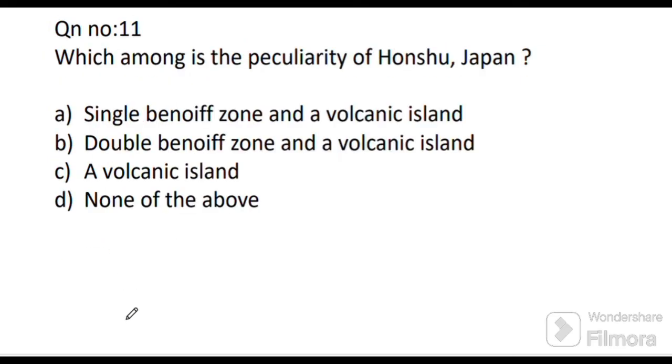Now question number 11. Which among these is the peculiarity of Honshu, Japan? So Honshu is a volcanic island which is famous for its double Benioff zone. So the answer will be B.